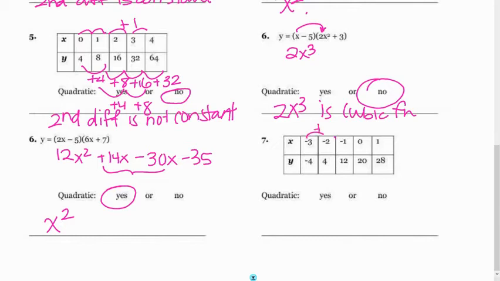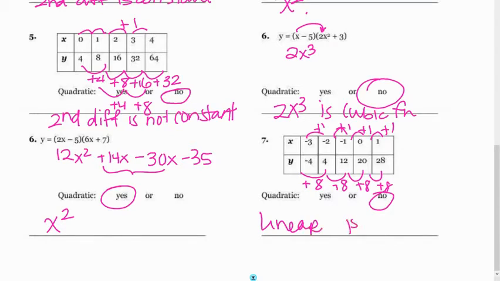And this one looks like we're all going plus 1 here. Let's see, so this would be plus 8, plus 8, plus 8, plus 8. This is a no. This one's linear because the first difference is constant for both of them.